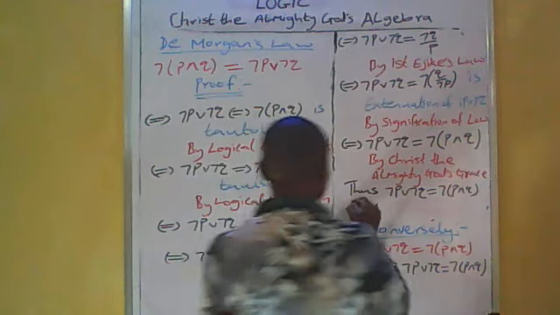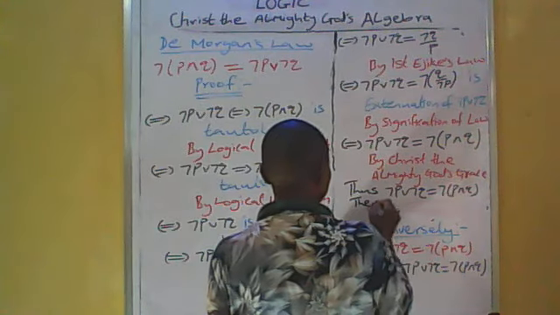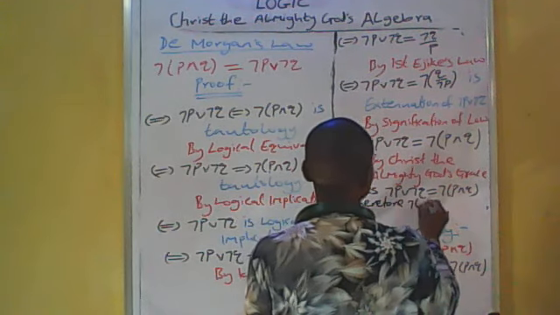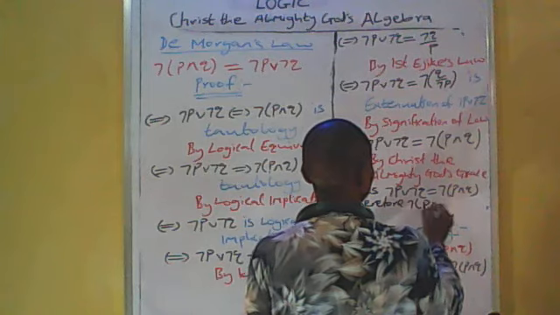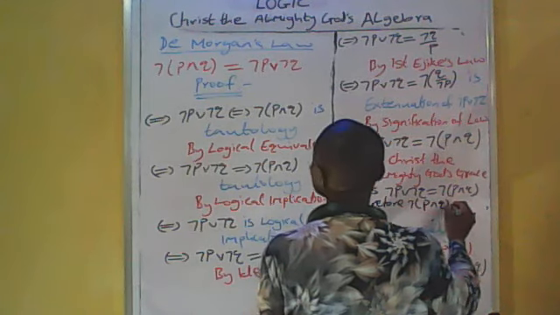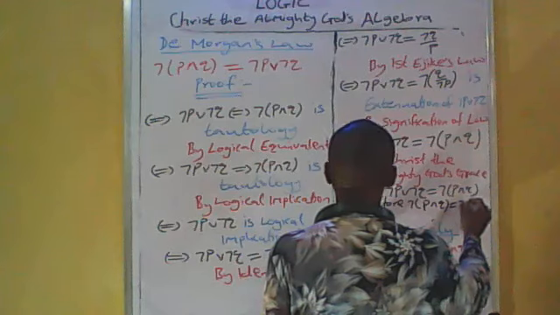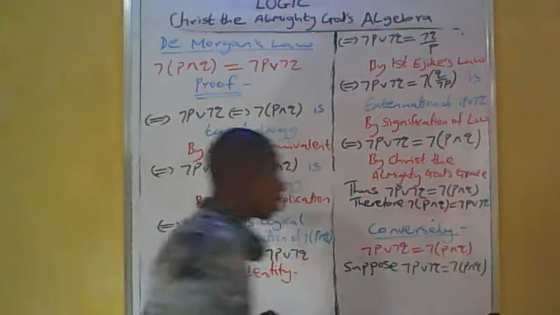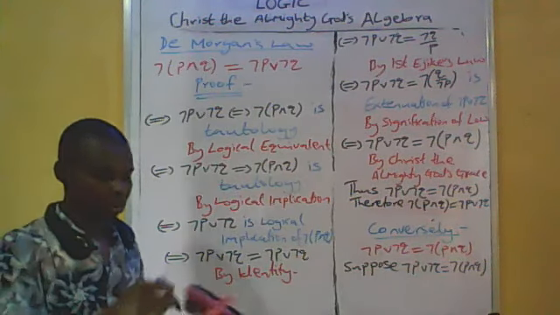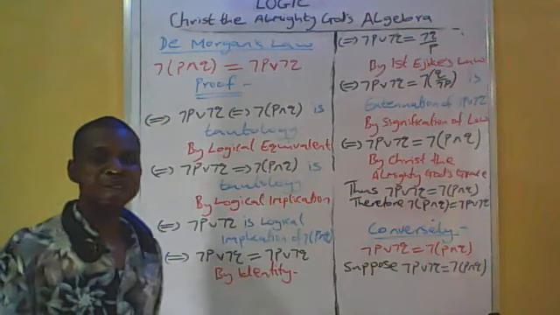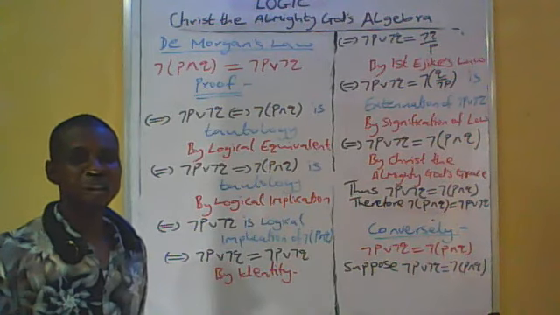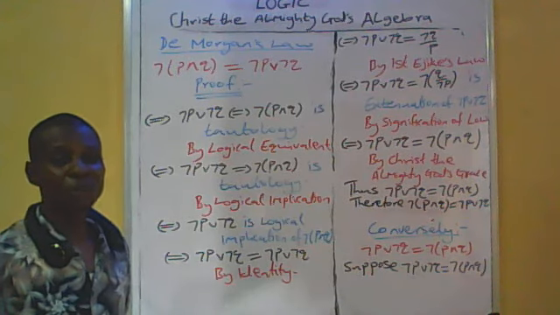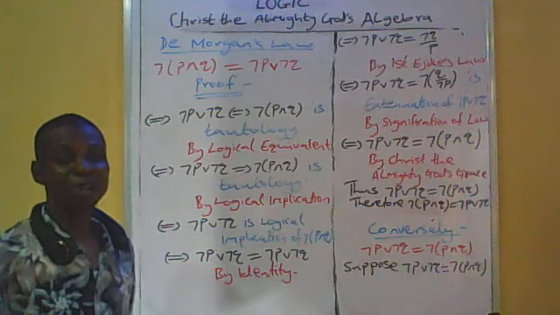So therefore, not bracket P and Q is equal to not P or not Q is De Morgan's law. We have now proved De Morgan's law by disjunctive statement. So at this juncture, we draw our curtain. Thank you, viewers.